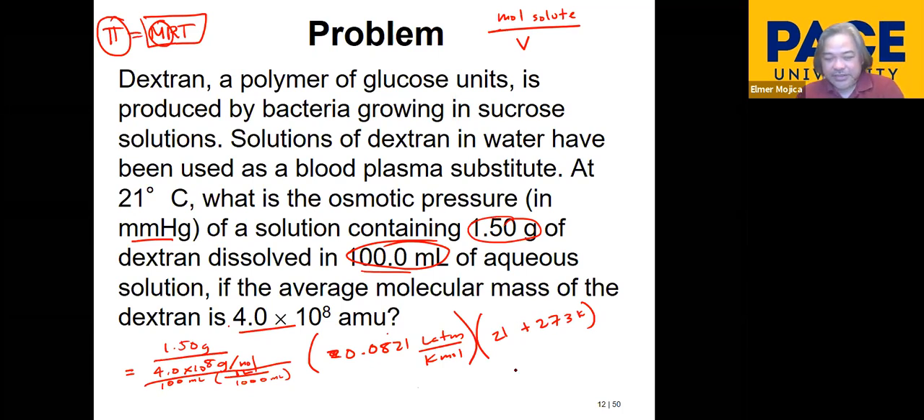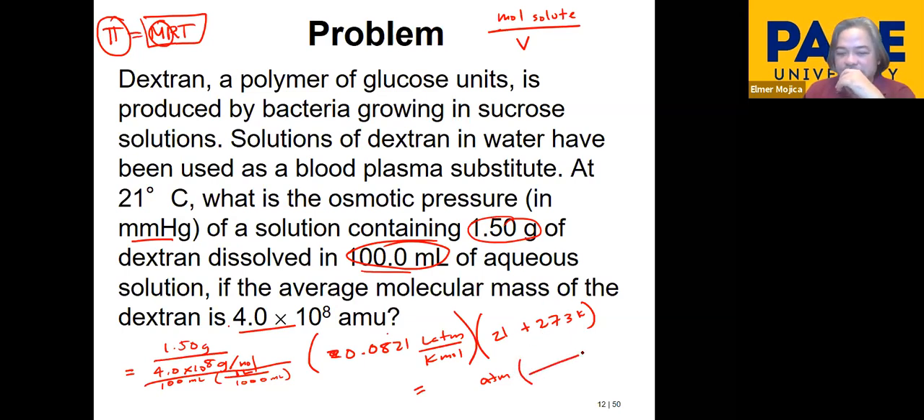And the answer that you have there is still in what unit? Atmosphere. And the one that is being asked is osmotic pressure in millimeter mercury. So whatever number you get there, you just multiply it with 760 millimeter mercury over 1 atmosphere. And what do you get?